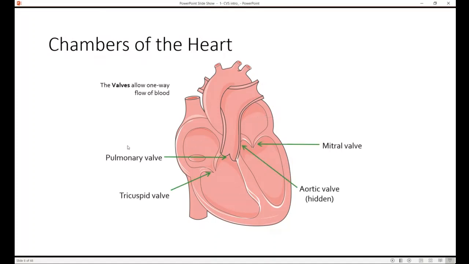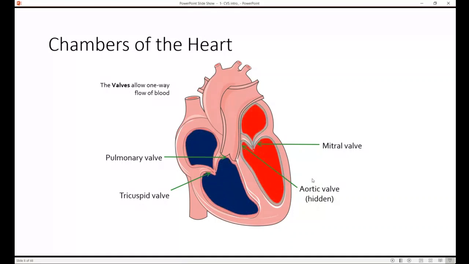If you look at these valves, between the right atrium and right ventricle, we have what is known as the tricuspid valve. Between the left atrium and left ventricle, we have the mitral valve, also called bicuspid. It has two cusps. In the right ventricle, the output channel is the pulmonary artery, and the valve here is called the pulmonary valve. For the left ventricle, the output channel is the aorta, and the valve here is called the aortic valve. You have deoxygenated blood on the right side of the heart, and oxygenated blood on the left side of the heart.